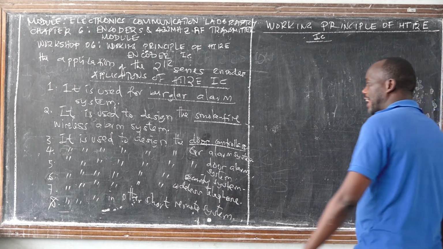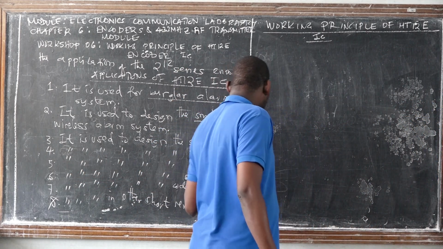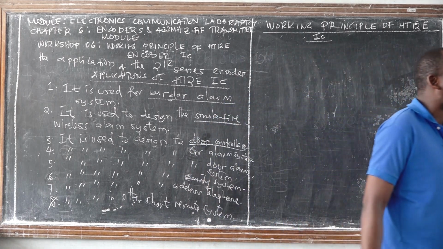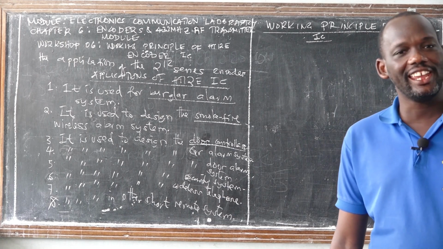Okay, then the first application we say is used to design the car alarm system. There are some cars, especially these modern cars, in case you approach the area of vicinity or you touch it, then it actually produces what? An alarm.